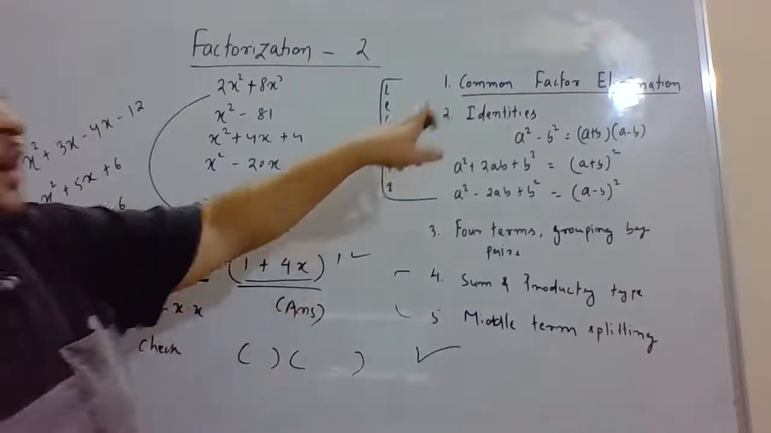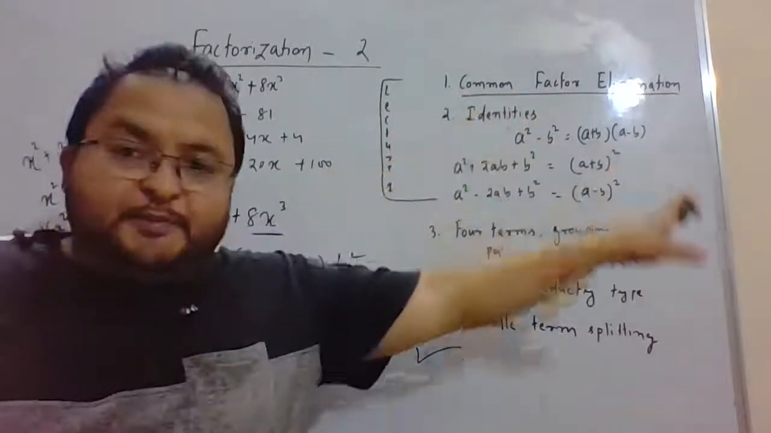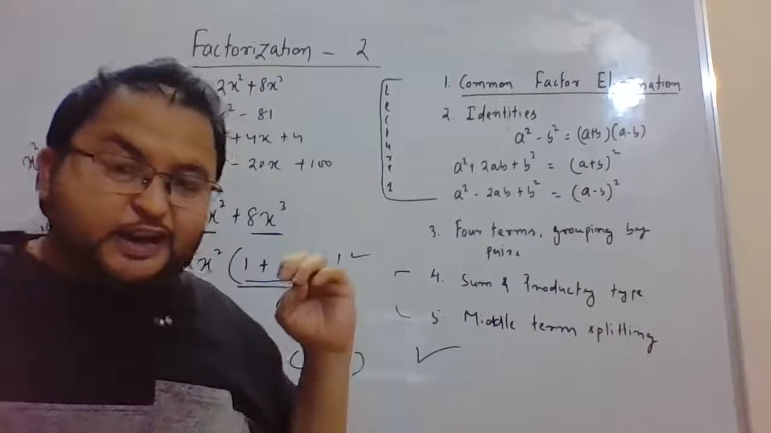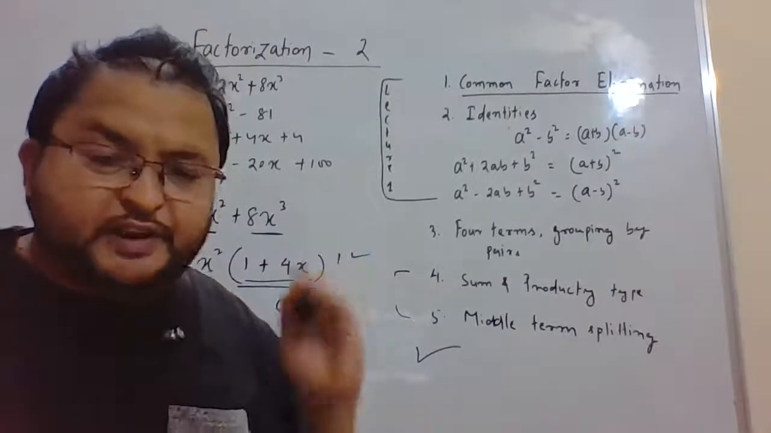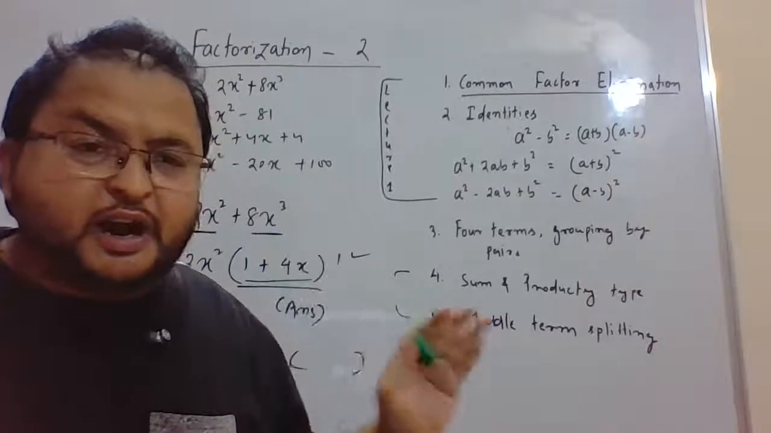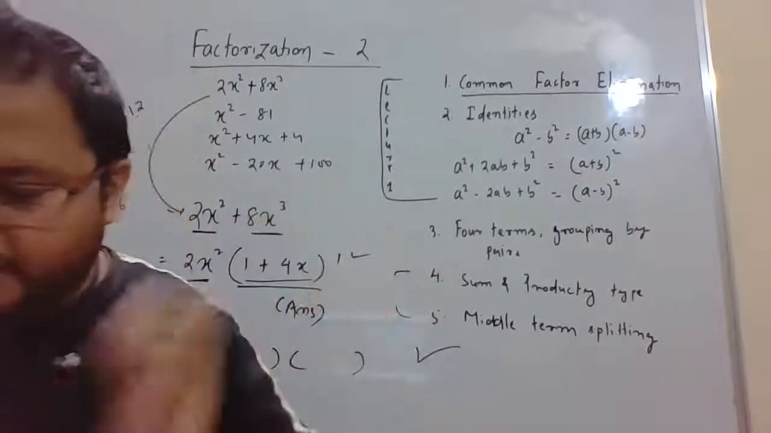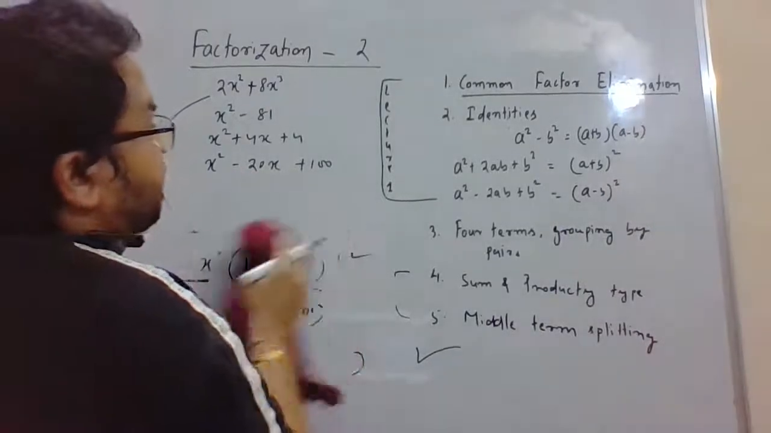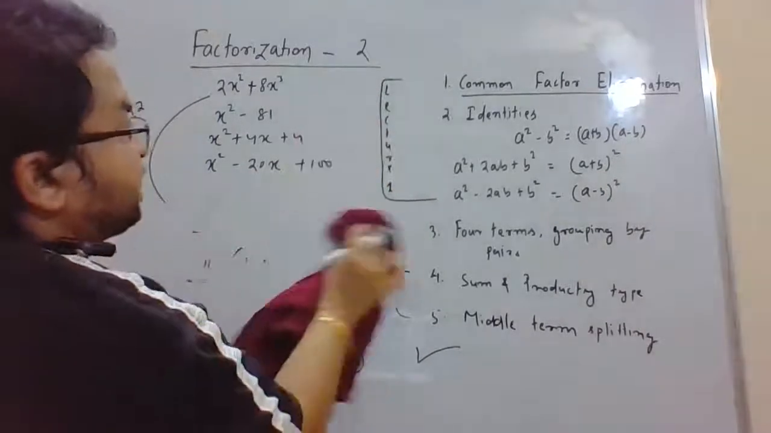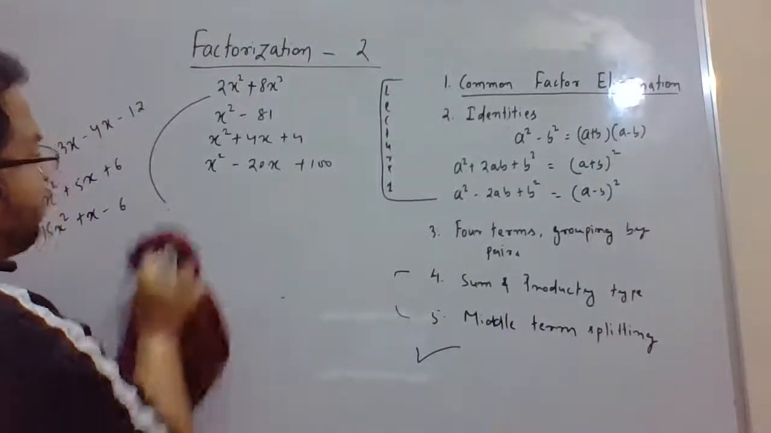So this is nothing but our common factor elimination, and I have repeated many times when solving practice problems on factorization that the first and foremost thing we should do is try to eliminate the highest common factor. That's where we will end our recap of the first type, that is common factor elimination.